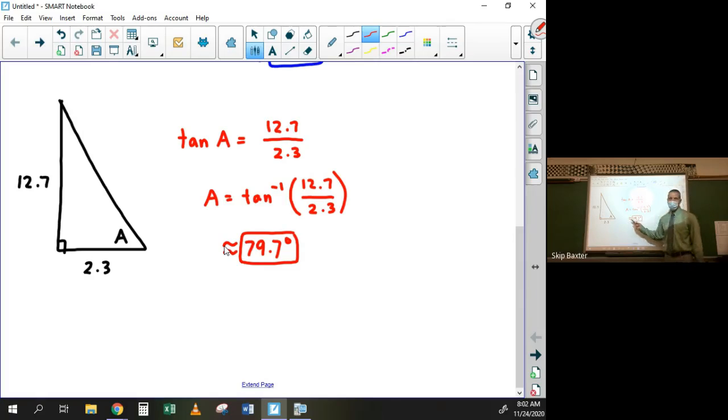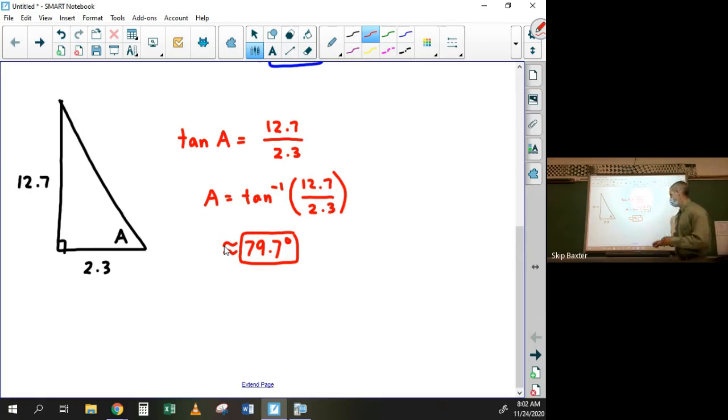What if you got an answer here? What if your calculator gave you an answer like 170 degrees? That makes no sense, right? Because it has to be an acute angle. If your calculator doesn't give you an acute angle, you definitely messed up. If your calculator gives you a negative number, you definitely messed up, right?